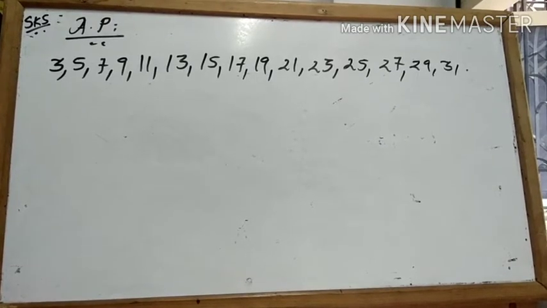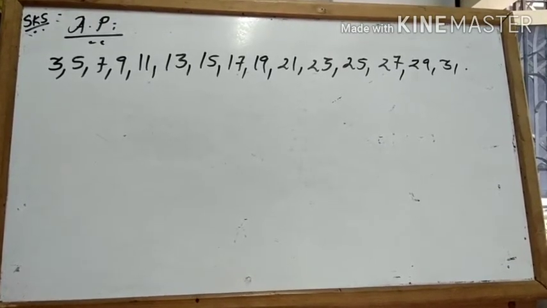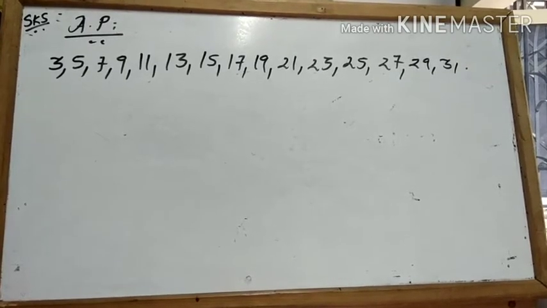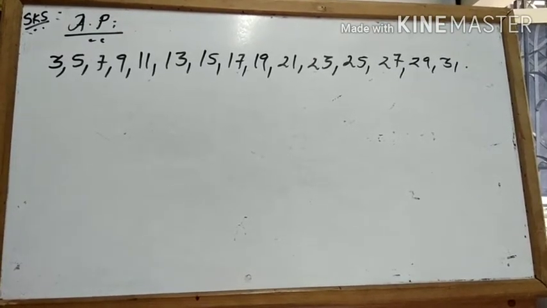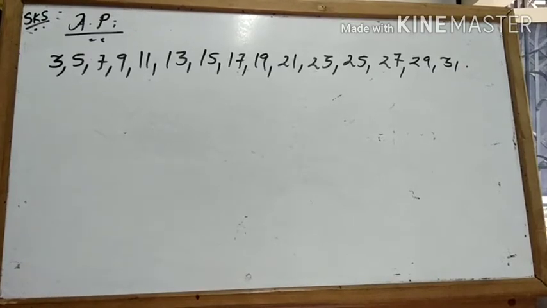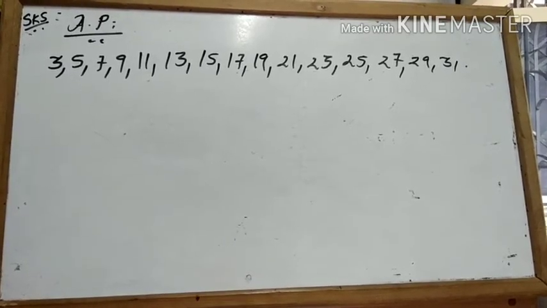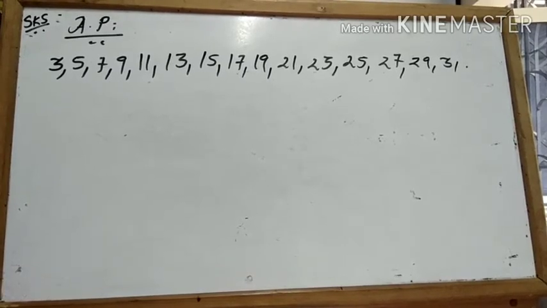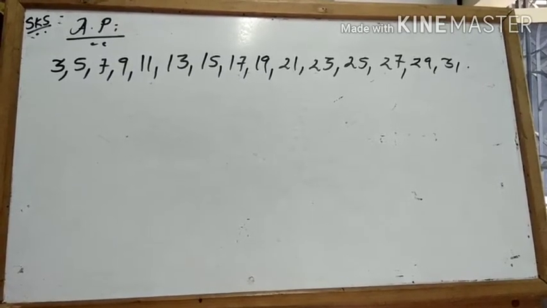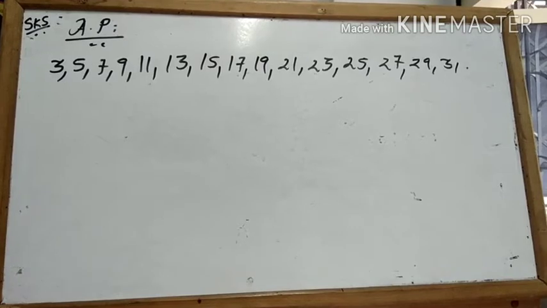I've written down a complete sequence: 3, 5, 7, 9, 11, 13. It ends at 31. Such a sequence is called a finite sequence because we know its last term. My question to you is, if you are a good observer, what kind of sequence is this? Whoever has observed carefully will see that the difference between consecutive terms is the same. That is true. The common difference is 2.